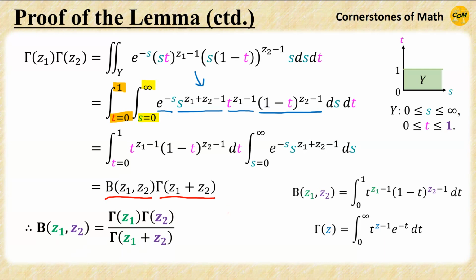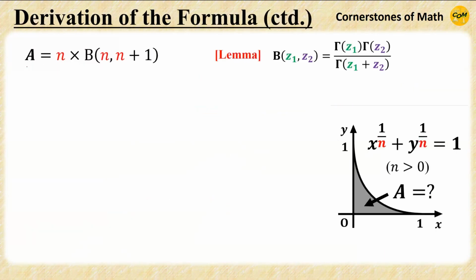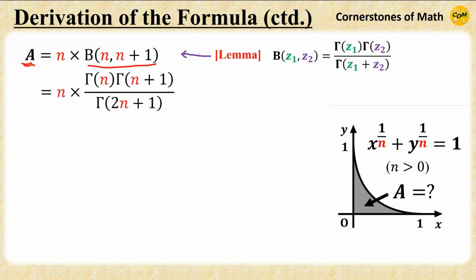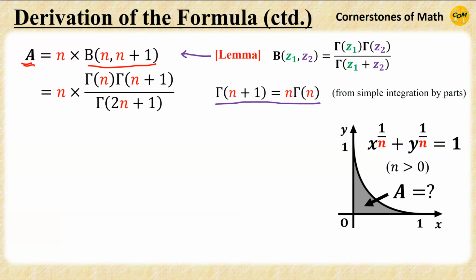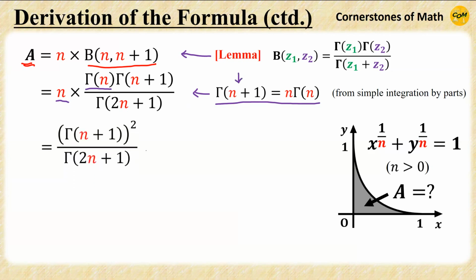So now with the lemma proved, let's move back to here, where the area A is expressed in terms of beta function. By applying the lemma, we obtain n times gamma n plus 1 divided by gamma 2n plus 1. And the gamma function has this property, gamma n plus 1 equals n times gamma n, which follows from simple integration by parts. And we can use this property to change this n times gamma n into gamma n plus 1. That gives gamma n plus 1 squared divided by gamma 2n plus 1, which completes the derivation.